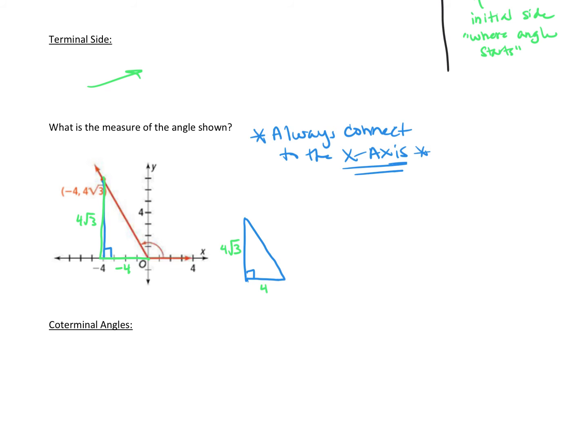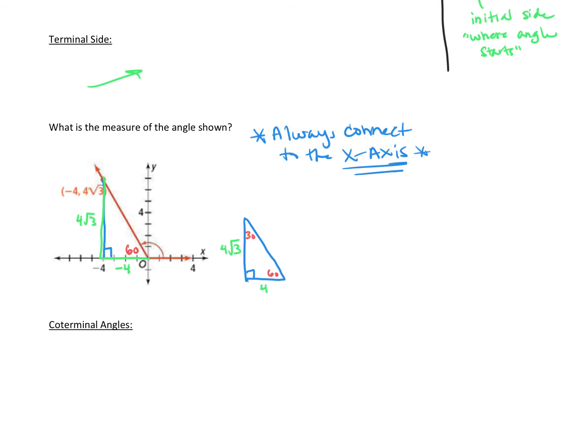The smaller side will be opposite the 30-degree angle, and the bigger side, the 4 times the root 3, which is bigger than the other side 4, is opposite the 60-degree angle. So just by getting a couple sides of our triangle, we can conclude that we have a 60-degree angle right there. So if we go back to the picture, what does that mean for us? That means that the angle inside the triangle right here is 60 degrees.